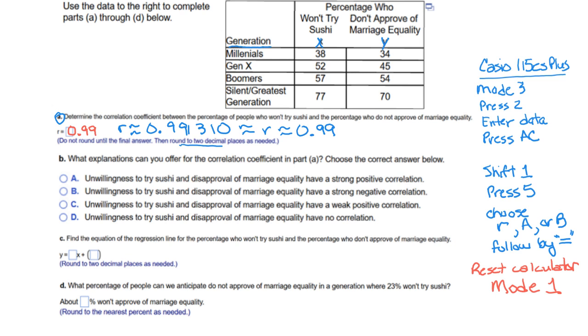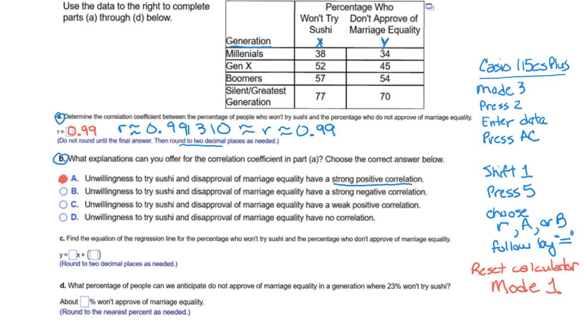All right, so next it says, what explanations can you offer for the correlation coefficient? So remember, when it's a strong positive, it's telling you that as X increases, Y also increases. It's in a positive direction. So if you read through this, the best option on here is A. It says an unwillingness to try sushi and disapproval of marriage equality have a strong positive correlation. And we're getting that from our correlation coefficient. So my answer here would be A.